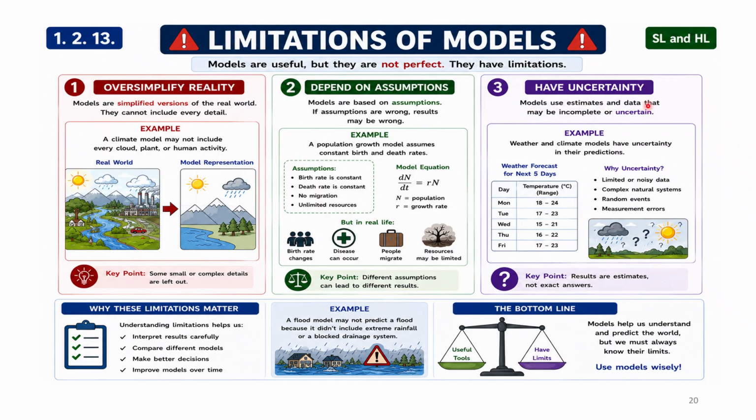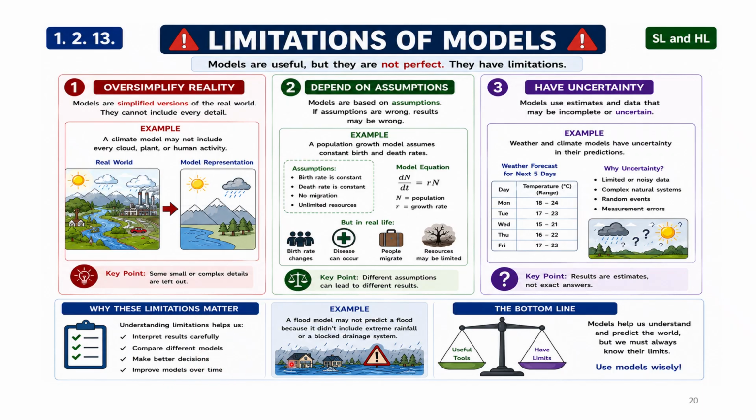Third, all models contain uncertainty because they rely on estimates and incomplete data. Weather forecasts, for instance, may predict a range of temperatures rather than an exact value because natural systems are highly complex and constantly changing. Recognizing these limitations allows scientists to interpret model results carefully, compare different models, make better environmental decisions, and continuously improve model accuracy.